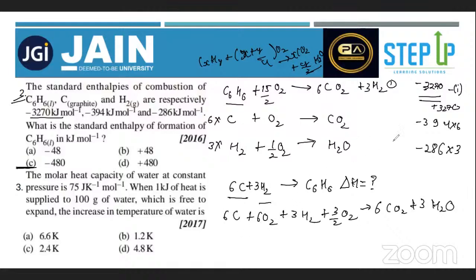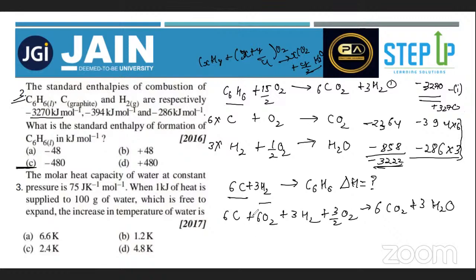First, if I'm doing this, the addition of all this will give me a number as 6 times 394. This will become 2364. And in this case, it will become 3618. So basically, I'll get it as 858. If I add both of these, I'll get negative 3222. This is what it is for these two equations.